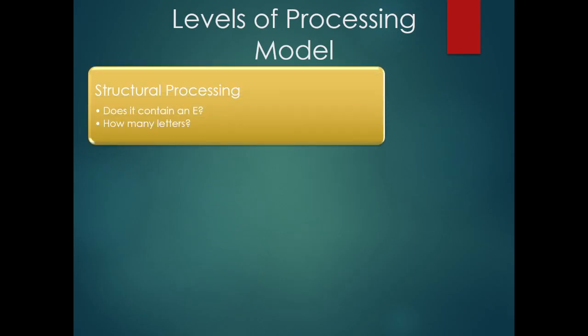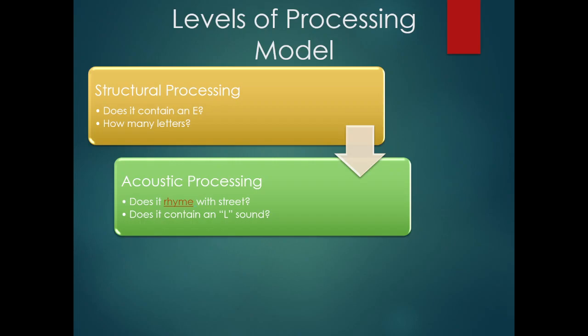So this levels of processing model argues that there are different degrees of processing that can be imposed on information. Structural processing would be things like, does the word contain an E? Or how many letters does this word contain? Acoustic processing would be like, does it rhyme with the word street? And so for each word that you're assessing, you would judge yes or no whether it rhymes with a particular word. Does it contain an L sound? Would be another acoustic processing kind of task.